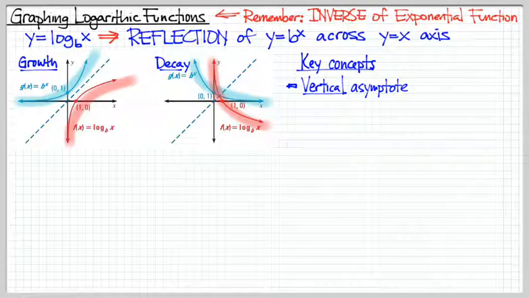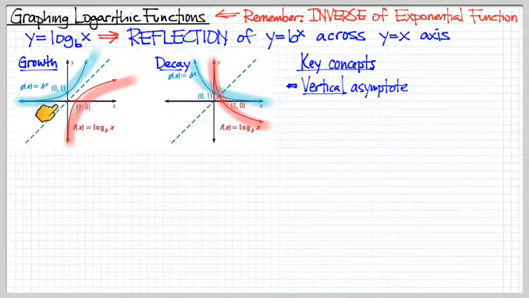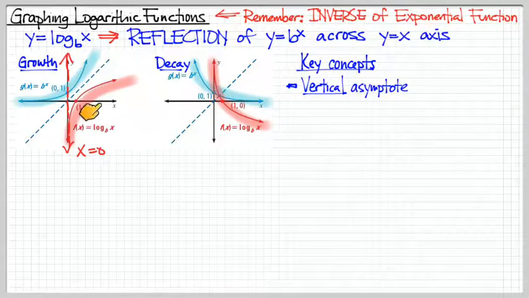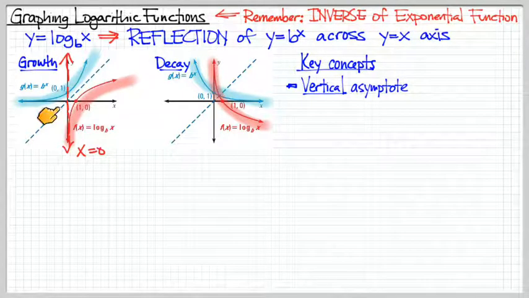Now, a key concept is, in the case of the exponential function, we had a horizontal asymptote. Now we will have a vertical asymptote. The vertical asymptote for these graphs is going to be at x equals 0. This graph right here, the logarithmic graph, will get very, very close to x equals 0, but it will never touch it.